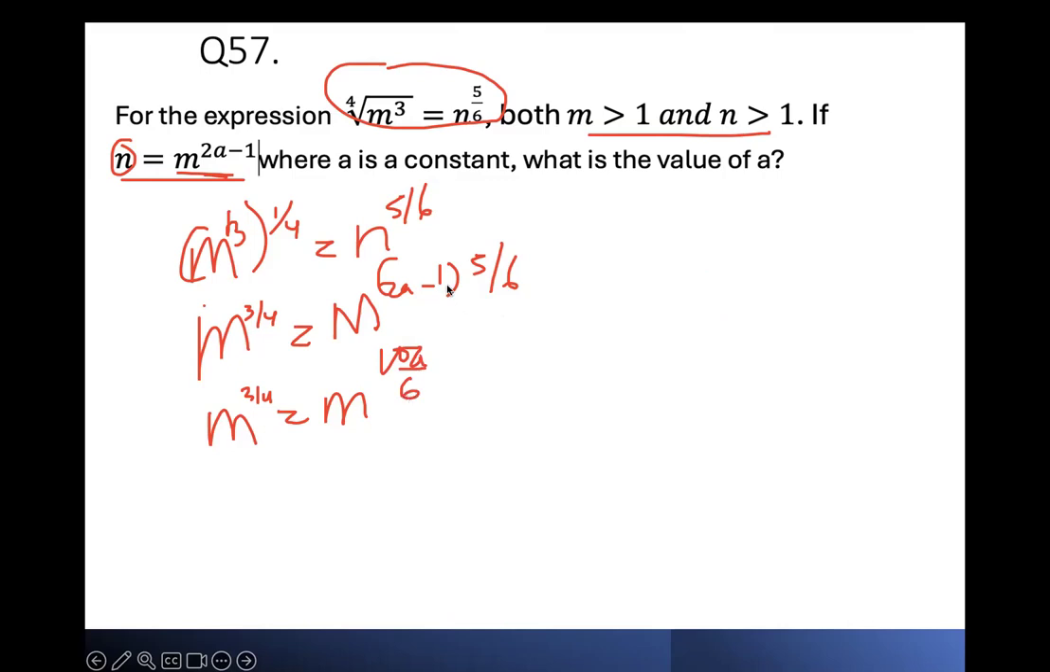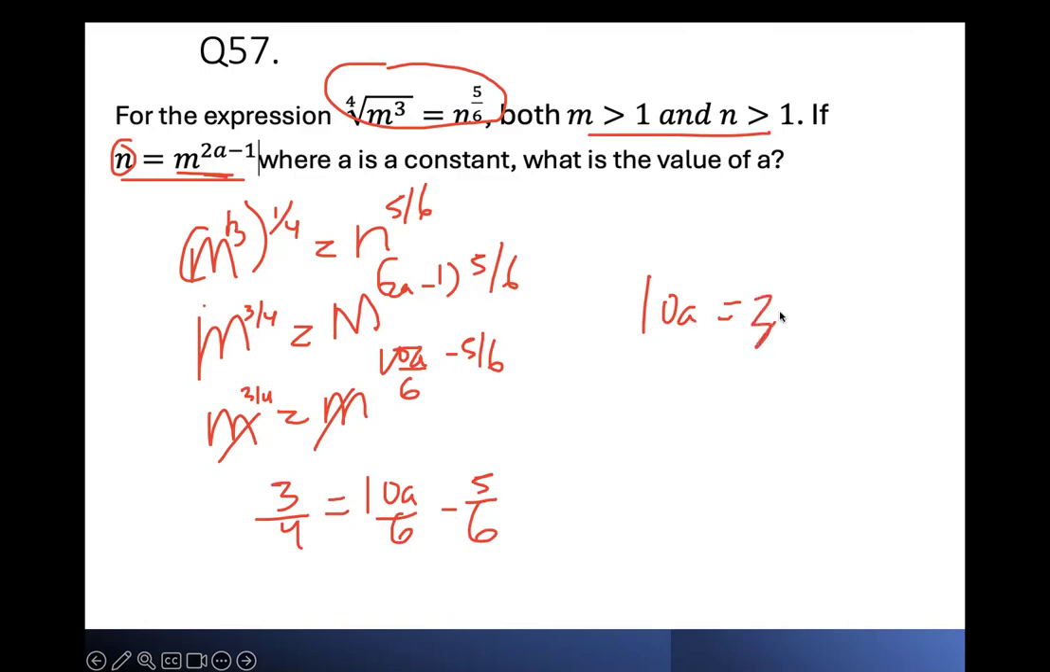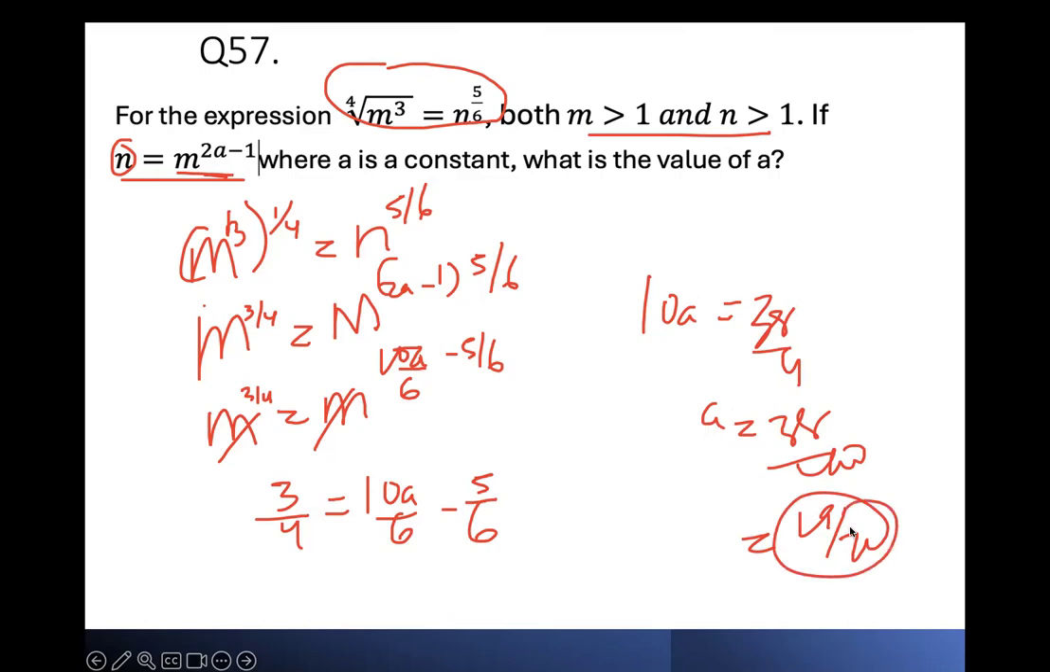You're going to get 10a/6. 1 and 5 will give you 5/6. These are all exponents. If I have the same numbers here, that means I have 3/4 is equal to 10a/6 minus 5/6. And then you simplify this. If you simplify, you have 10a is equal to 38/4. A is equal to 38/40. This will give you 19/20. So the answer choice is 19/20.